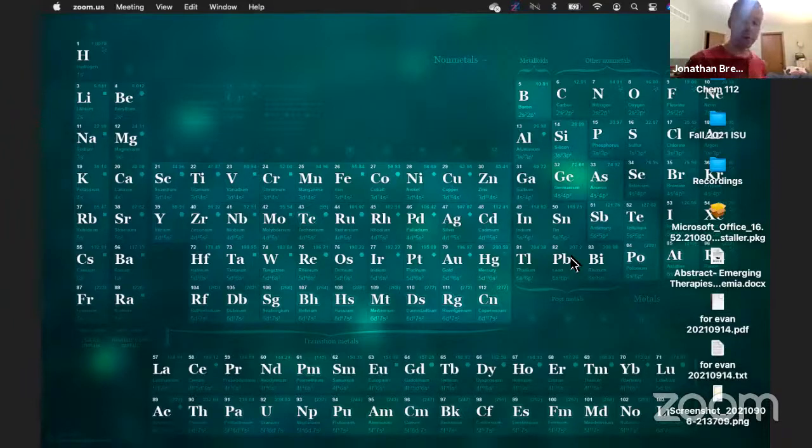Next is the relative strength of silver halide bonds. So what is interesting here is that silver is just not a very soluble thing.